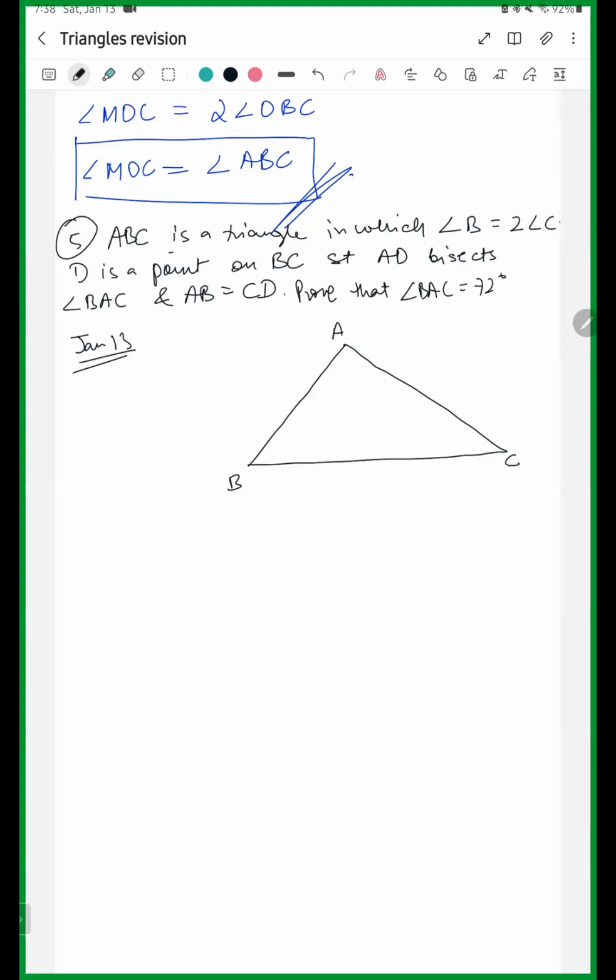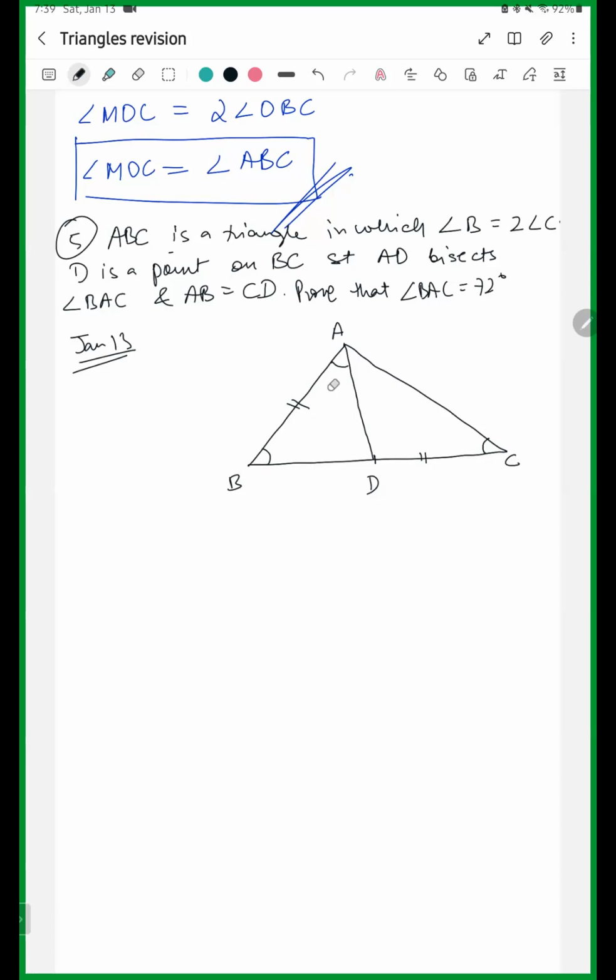In which angle B is twice of angle C. D is a point on BC such that AD bisects angle BAC, and AB equals CD. So this AB equals CD and AD bisects angle BAC.